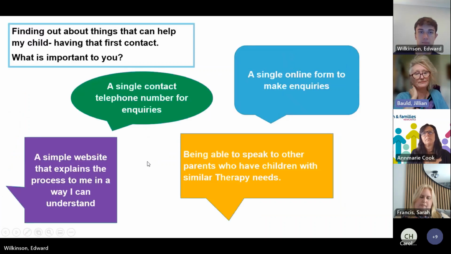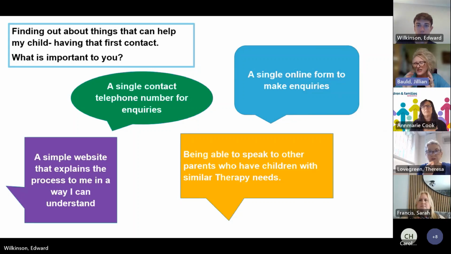Next slide, Ed. So this is about finding out, in the initial stages, what can help my child. That first contact, what works for you. So this is what some of our parents have already told us: having a single online form to make inquiries, that came out as a real top thing. A single contact number so that I can phone up and speak to somebody straight away who might be able to help me. A simple website that explains the process to me in a way I can understand. That was a real key thing that came out of what our parent carers have told us already.